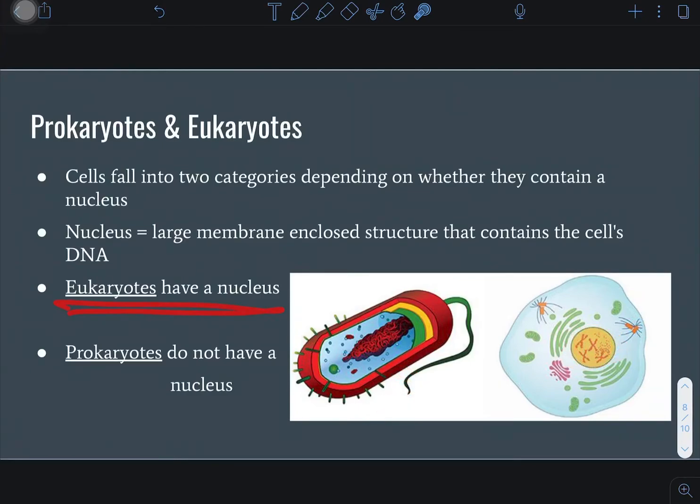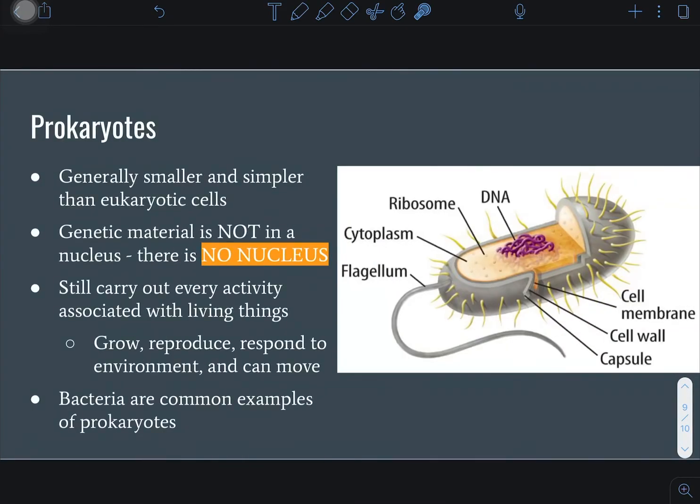Okay, prokaryotes have a nucleus. I'm sorry, I said that wrong. Eukaryotes have a nucleus, prokaryotes do not. So prokaryotes are generally smaller, with no nucleus, but they're generally smaller than eukaryotic cells. They do have genetic information. Notice they have DNA, but it's not in the nucleus.